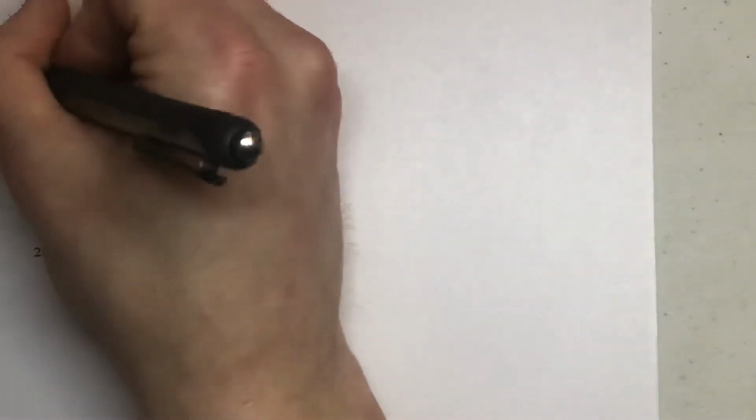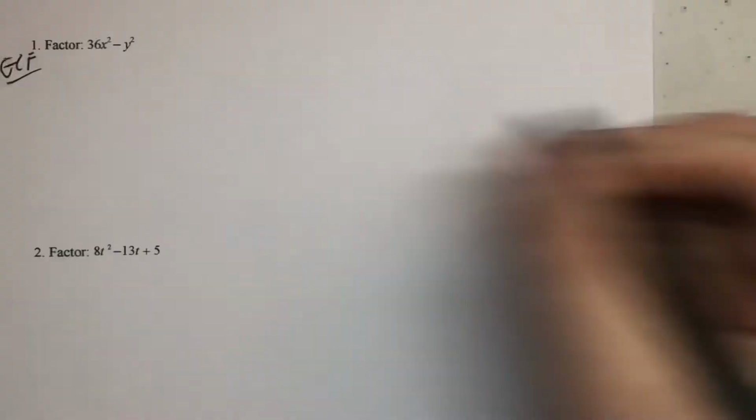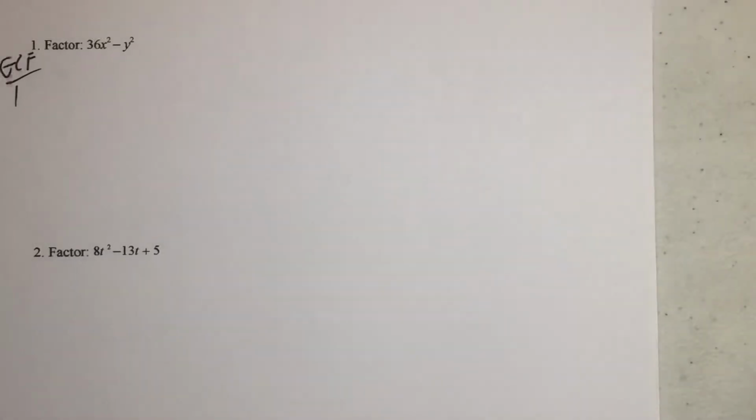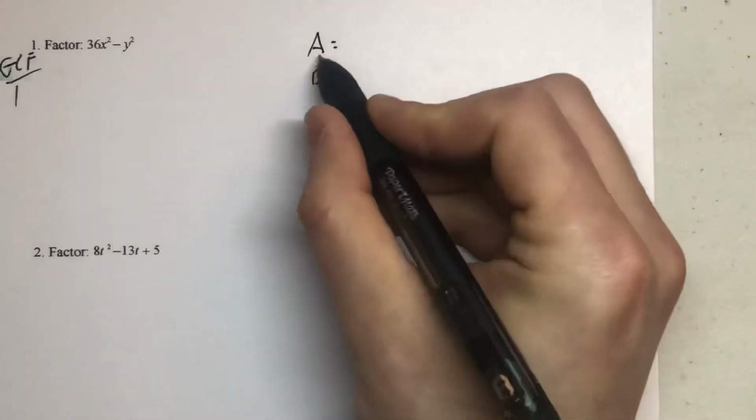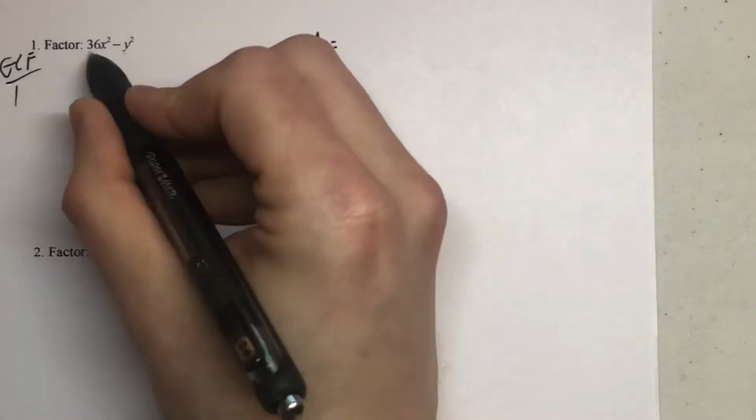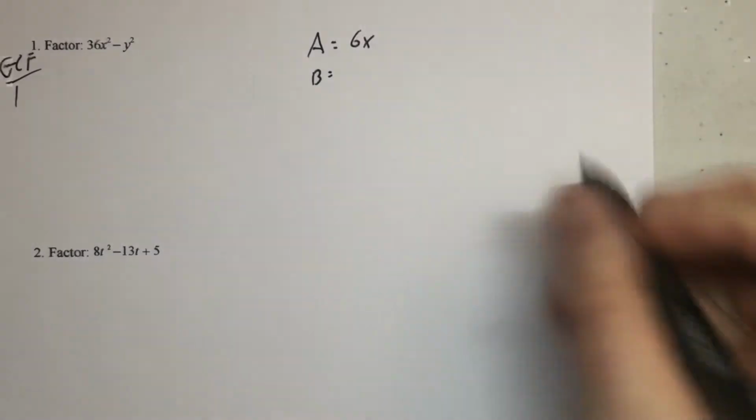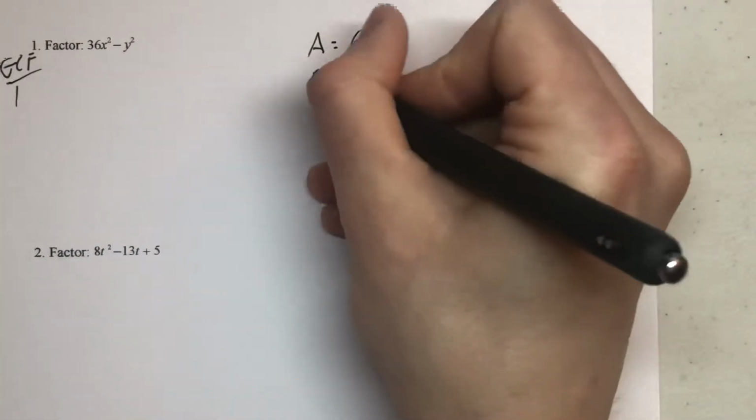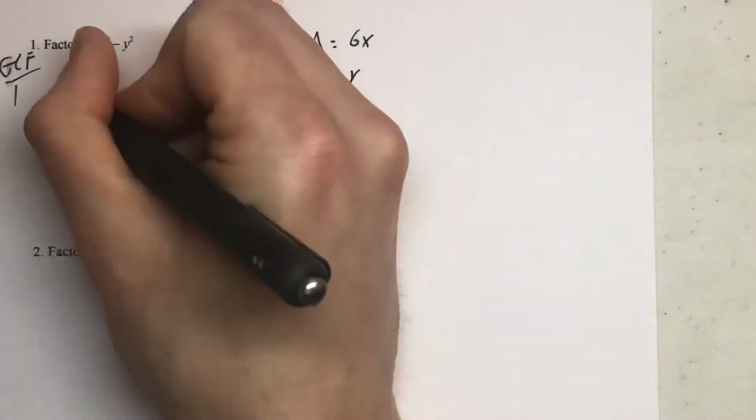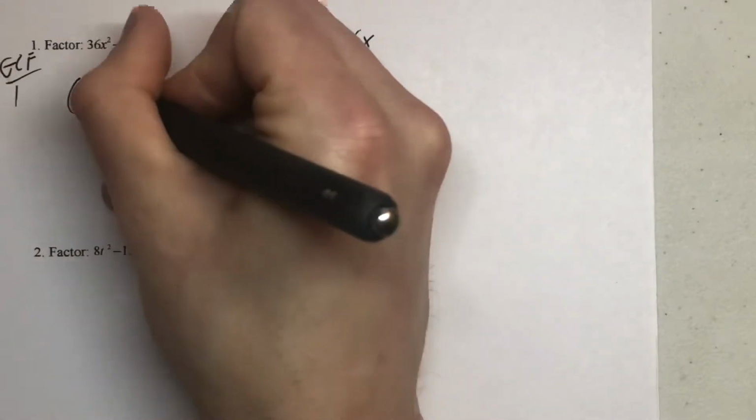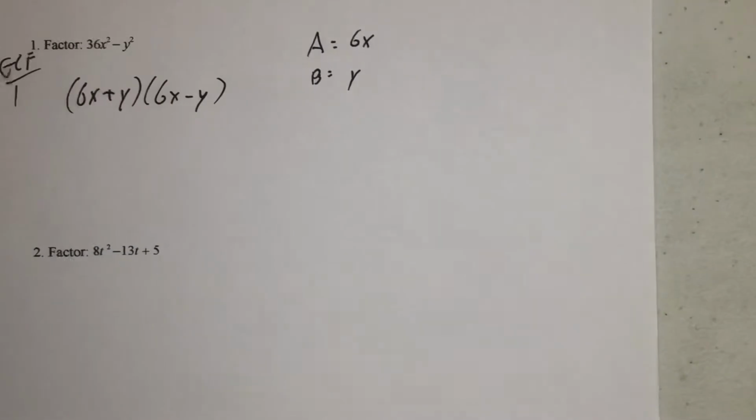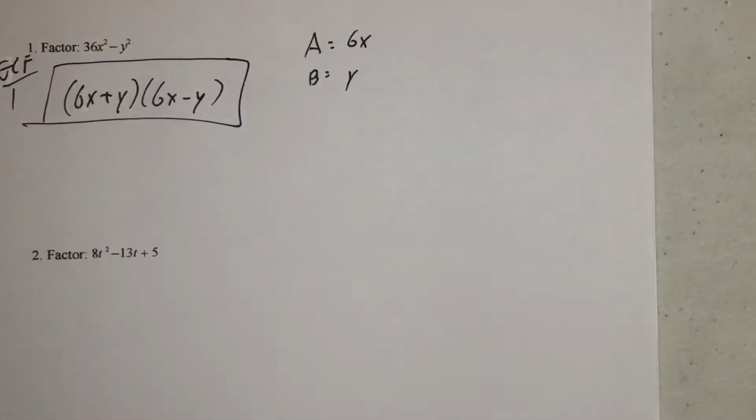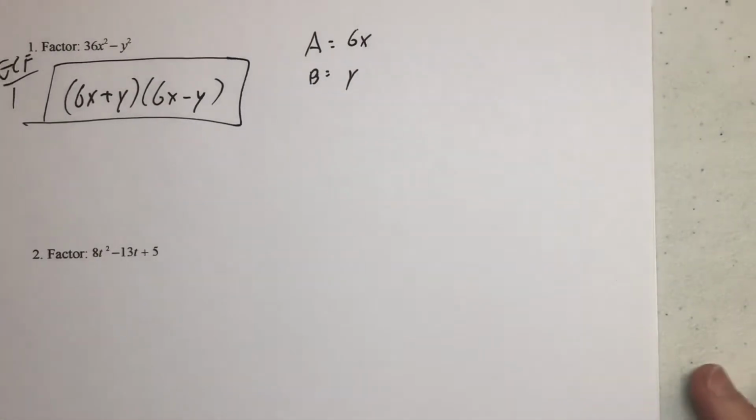So to factor it, first step, always GCF. In this case, it's a 1. And so it's 2 terms with a minus, which means if anything, it's going to be a difference of squares. Meaning the question of what would you square to get 36x squared, which is 6x? What would you square to get y squared, which is y? And then knowing our formula of a plus b, a minus b, giving us 6x plus y times 6x minus y. And done. Nothing fancy there.